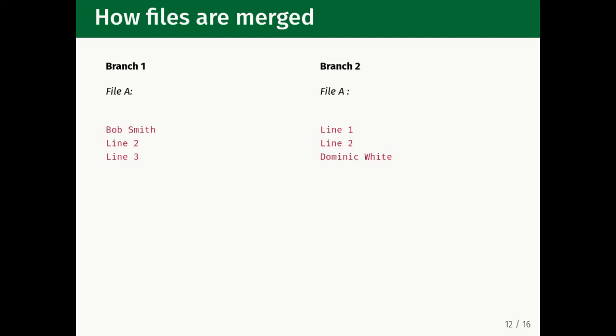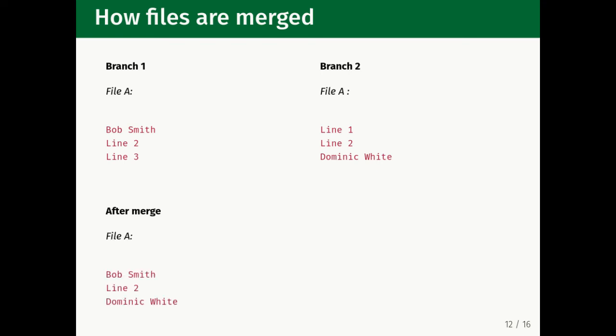But now imagine that we make a commit on each of these branches. We update file A differently on each branch. On branch 1, we replace the first line's contents with Bob Smith. On branch 2, we replace the third line's contents with my name. What does the combined file A look like after we have merged one of these branches into the other one?